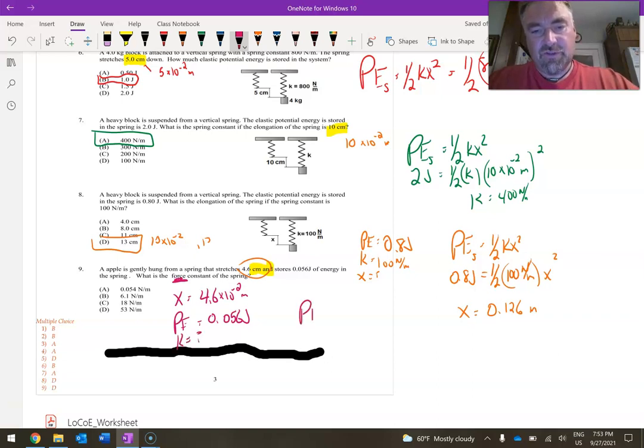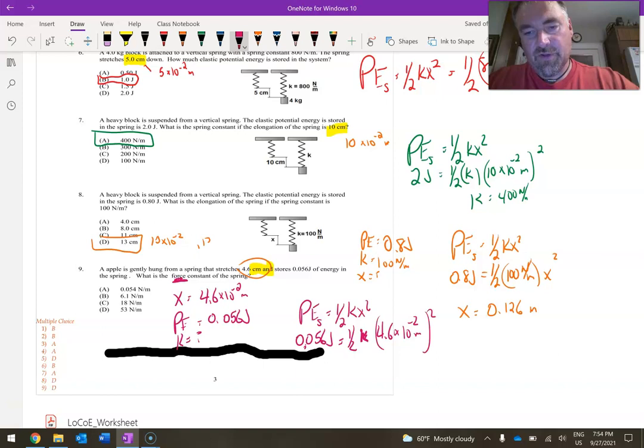So we know our potential energy stored in the spring, 1/2 kx squared. So 0.056 joules is equal to 1/2 of my K, which is what I'm looking for, times the 4.6 times 10 to the negative second meters. Don't forget to square it. And we're going to get K. It's going to be approximately 53 newtons per meter.